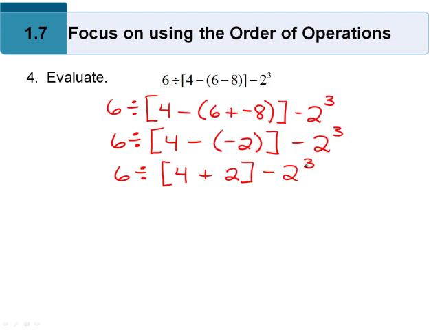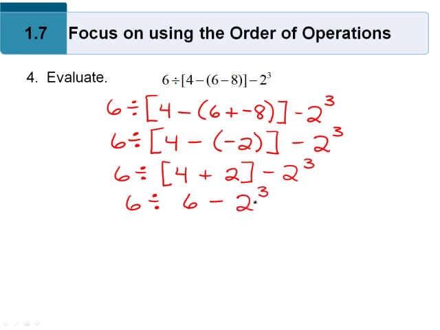So notice that I keep bringing down the 6 and the 2 to the third all the way down. Sometimes people will just drop the number off and it just drops off the face of the earth. So be careful about bringing everything down step by step. So now we're basically still working on step 1 of the order of operations. We're still finishing the grouping symbol. So 6 divided by, I'm going to add 4 plus 2 gives me 6. I can finally get rid of those brackets there. Minus 2 to the third.